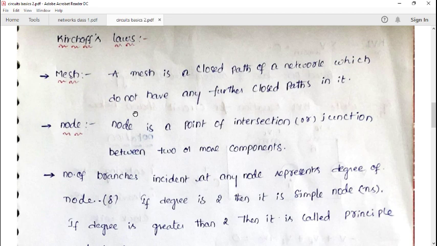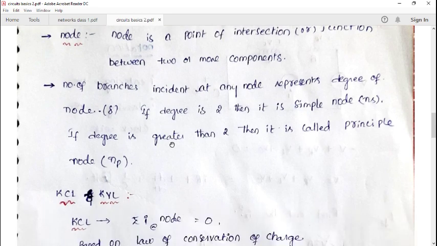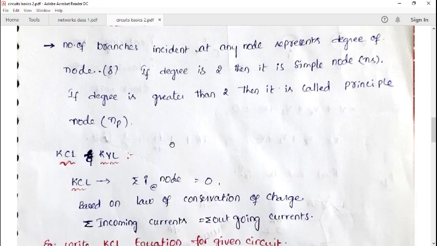Okay. So next, what is node? Node is a point of intersection or junction between two or more components. That is the definition of node. So number of branches at any node represents degree of node. Okay. What is branch? Branch is nothing but element. Number of elements connected to a particular point is called degree of node. If a degree is 2, then it is simple node. If a degree is greater than 2, then it is principal node.